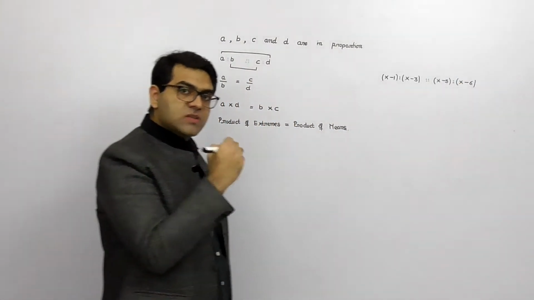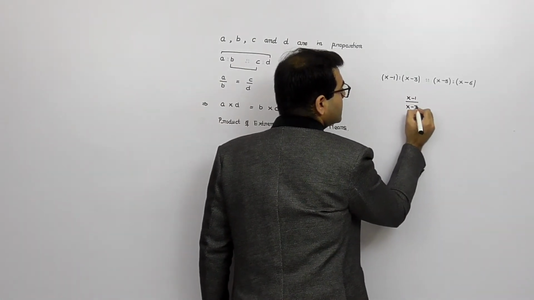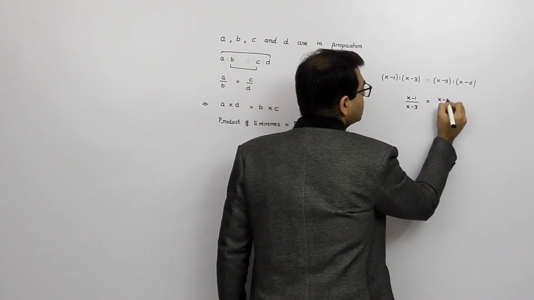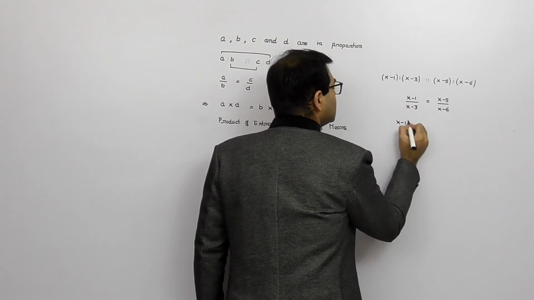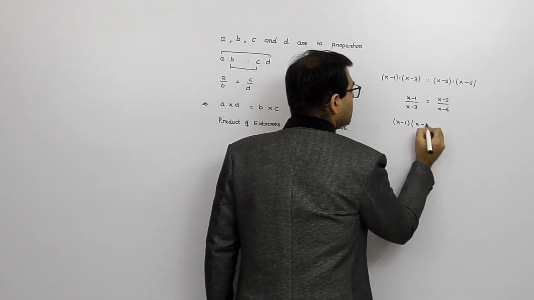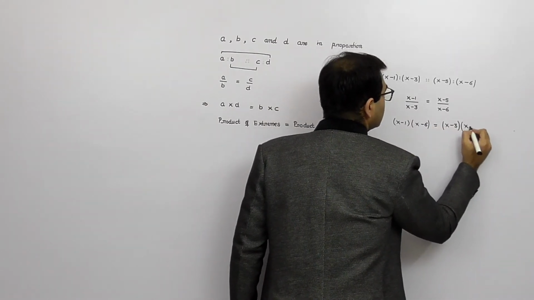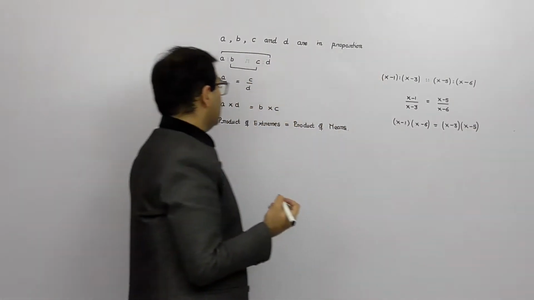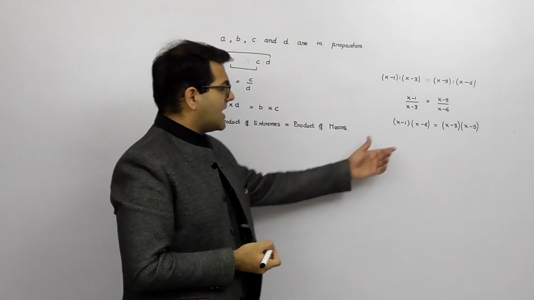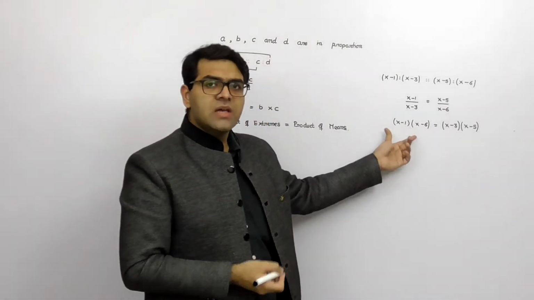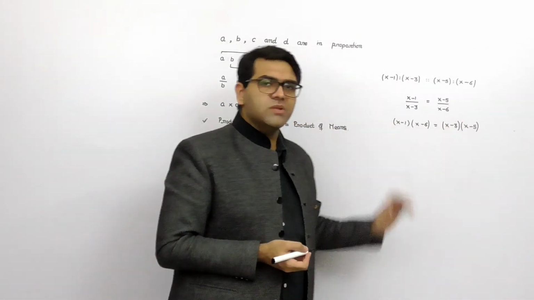Now, this thing can be further written in the division form. So, x minus 1 divided by x minus 3 equals x minus 5 divided by x minus 6. If I cross multiply this, I'm going to get x minus 1 into x minus 6 on one side and x minus 3 into x minus 5 onto the other side. Obviously, if you understood this concept well, product of extremes is equals to product of means, you could have directly started by writing this expression. Nonetheless, aap chahe yahan se shuru kare ya yahan se shuru kare, equation aapke paas yahi banne wala hai.